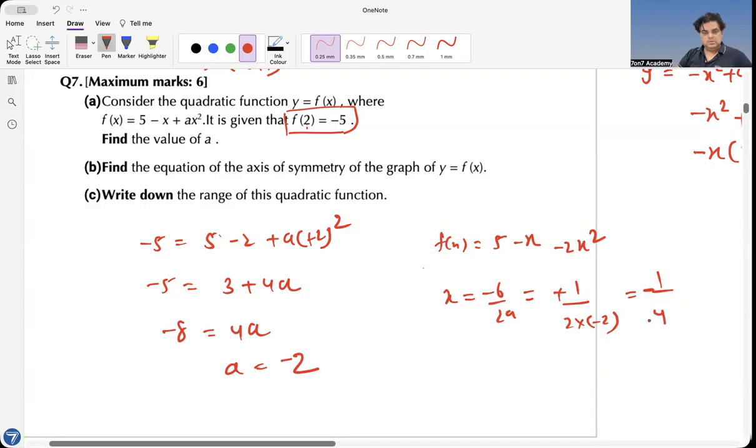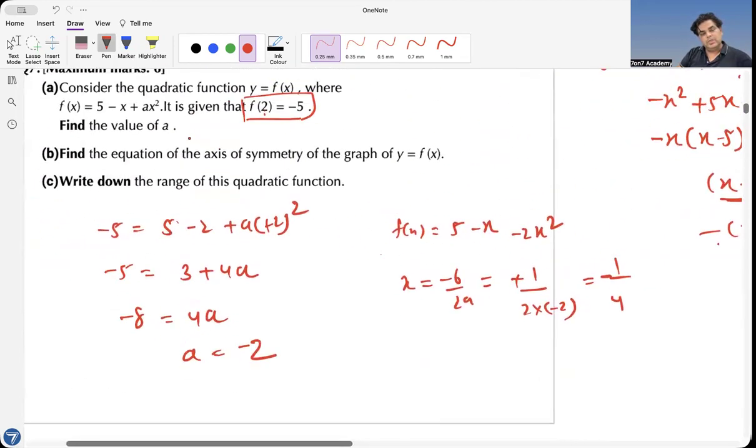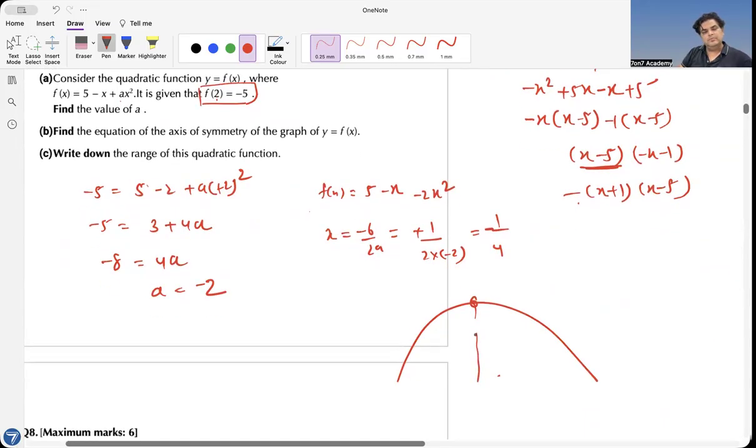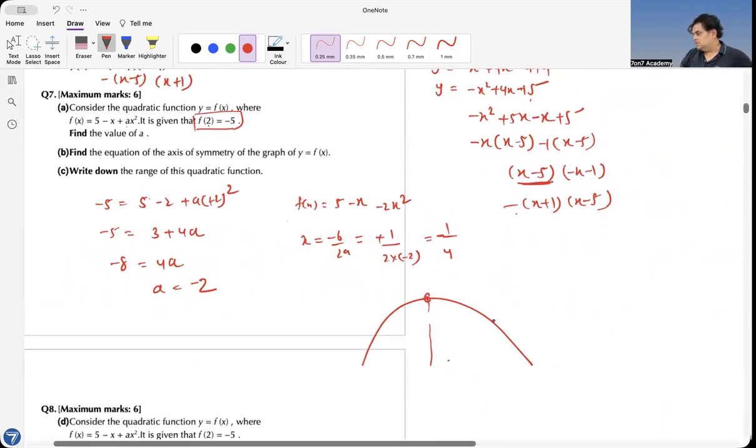So what do we do for the range, sir? Wait, did you understand this? Now the range: this is an opening downward parabola, or an upward parabola? Tell me. This is an opening downward parabola because a is negative. Agree? It is like this. If a is negative, then it's a downward parabola. Always. A negative means opening downward parabola.